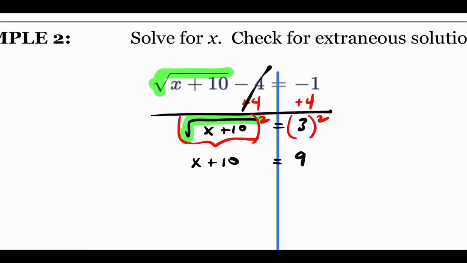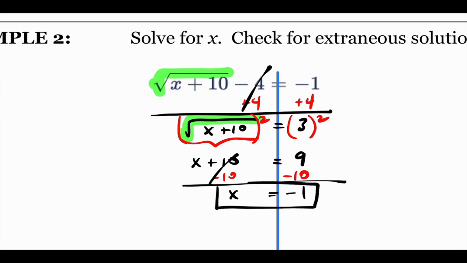Now we got to solve for x. Get x by itself. No more roots to worry about. How do I get x by itself? Subtract 10 from both sides. You guys have been doing that for a while. X equals -1. X is by itself. I'm done.